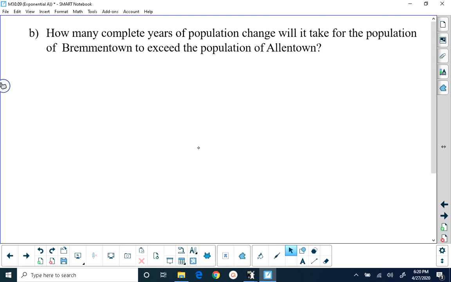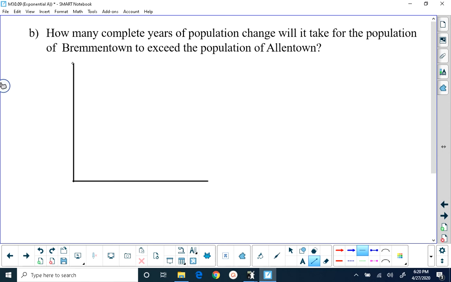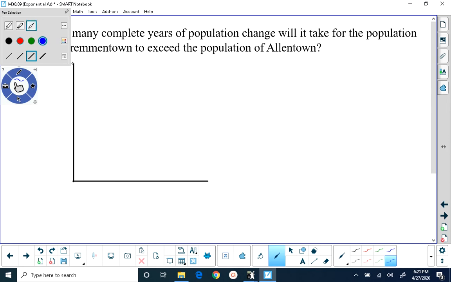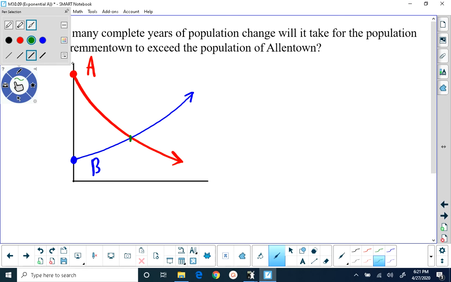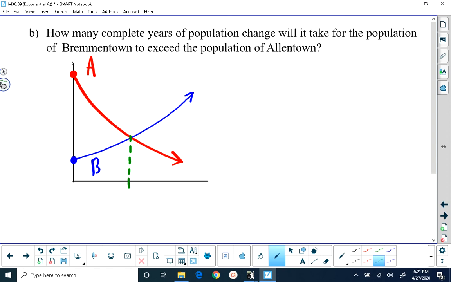Question B says, how many complete years of population change will it take for the population of Brementown to exceed the population of Allentown? If I were to plot Allentown's population here, Allentown starts off at 75,000 and it declines exponentially. So the red curve is Allentown. On the other hand, Brementown starts off with only 10,000 and it grows exponentially. So the blue graph is Brementown. What this question is asking us to determine is where Brementown first passes Allentown.